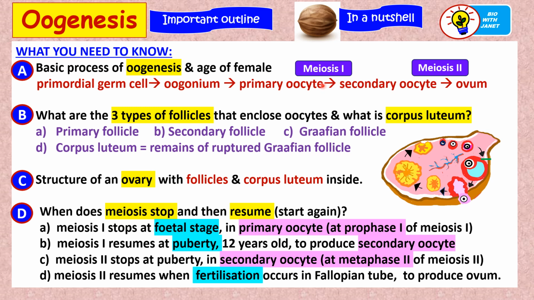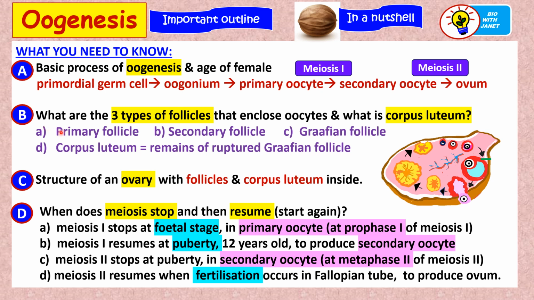So at puberty, the primary oocytes complete meiosis 1 to form the secondary oocytes in the ovary. And then the secondary oocytes continue with meiosis 2 but stop at the metaphase 2 stage of meiosis, in the ovary. Then ovulation occurs when the secondary oocyte is released from the ovary. Then the secondary oocyte will complete meiosis 2 if the sperm penetrates the secondary oocyte in the fallopian tube, and then the ovum is formed. So basically this is the process of oogenesis and the different stages.